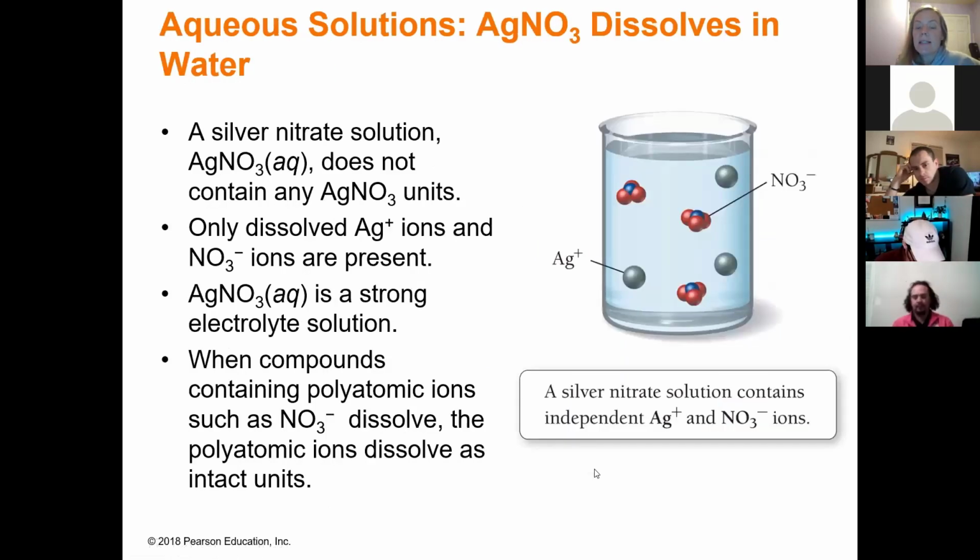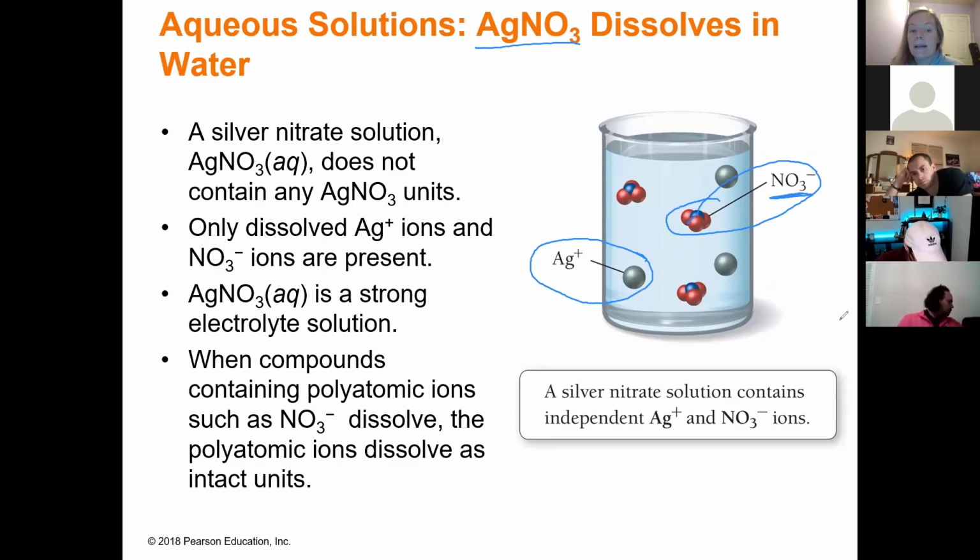Let's say we have something that contains a polyatomic ion, like silver nitrate, AgNO3. This is going to break apart into silver, Ag+, the silver ion, and the nitrate ion, NO3-. The polyatomic ion itself isn't going to break apart into nitrogen and oxygen. That bond between the nitrogen and the oxygens is a covalent bond. They're sharing those electrons. It's way too strong for water to pull apart. So we will always keep our polyatomic ion as a packet.